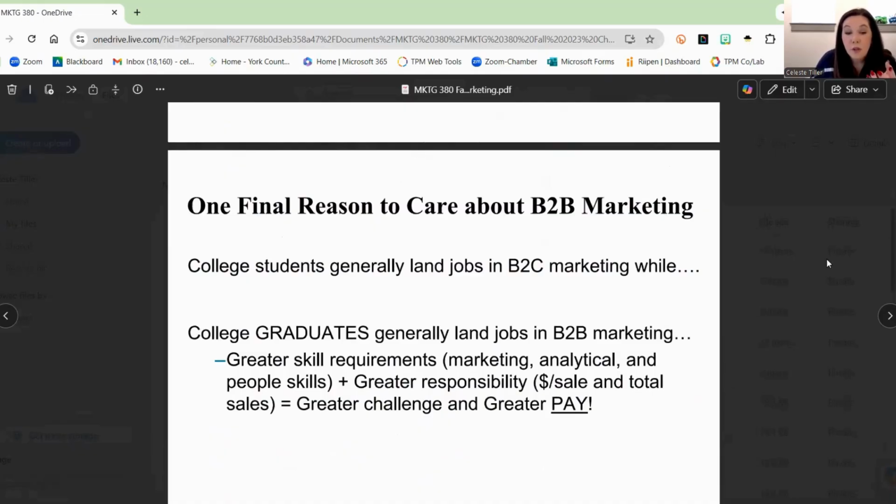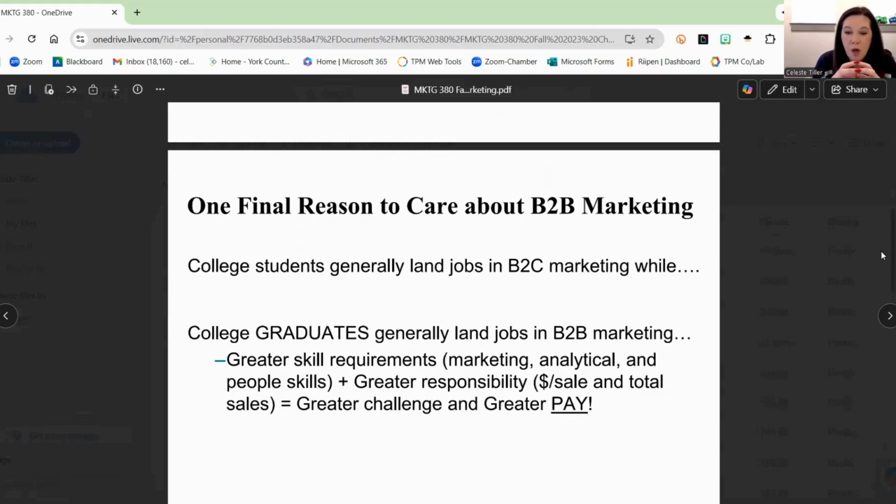All right. For you specifically, here's what's important about that B2B space. A lot of times you as college students are landing jobs in that B2C space. So it's retail, fast food, a restaurant, customer service, something like that. Whether it's a bank, an insurance agency, whatever it might be.